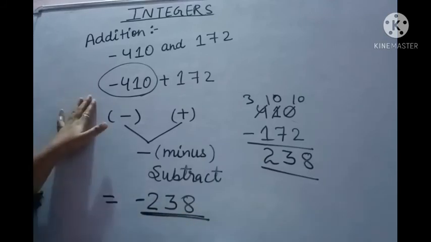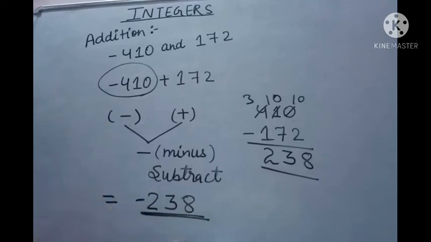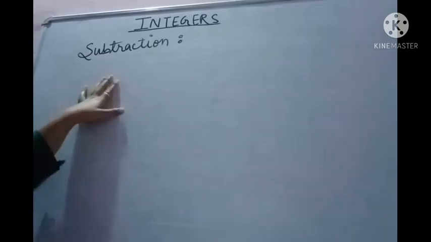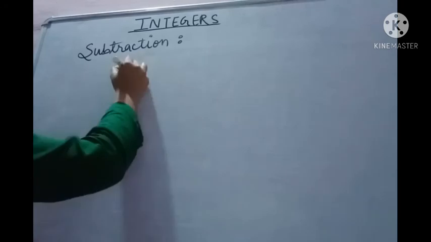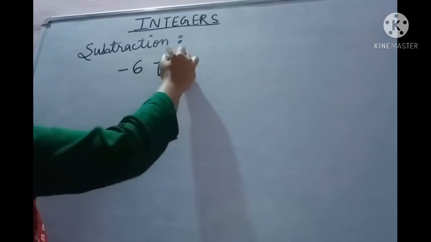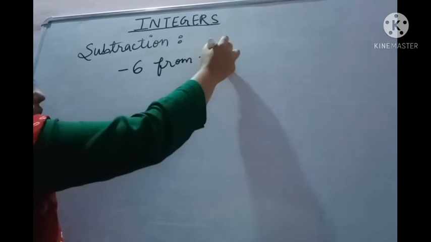If your greater number has positive sign, then you need to put positive sign in your answer. Is it clear? Now let's take another type of question, that means subtraction. Let me take one question. You need to subtract -6 from -14.